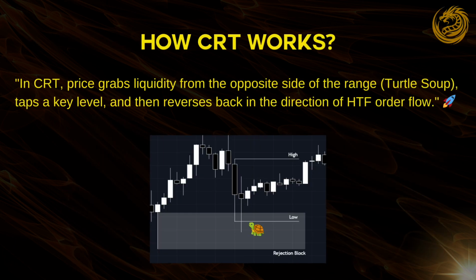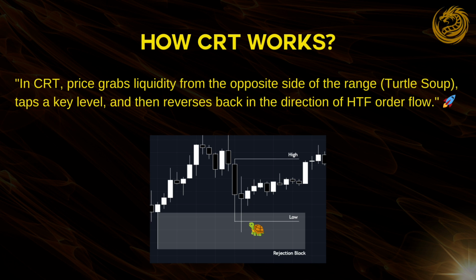Now the basic reason why CRT works is it simply grabs liquidity on the opposite side of the range, as you call it turtle soup or purge or whatever you want to call it. After it grabs the liquidity, it has no more liquidity left on that side, and then it reverses back in the original direction of the high time frame order flow, where it is meant to go.